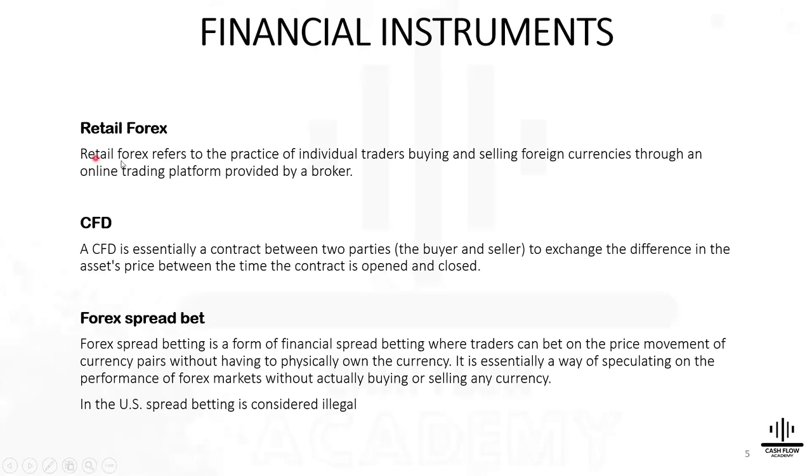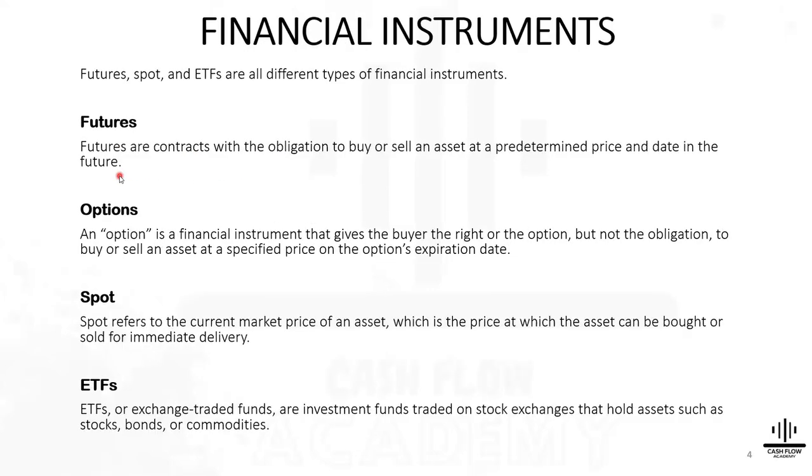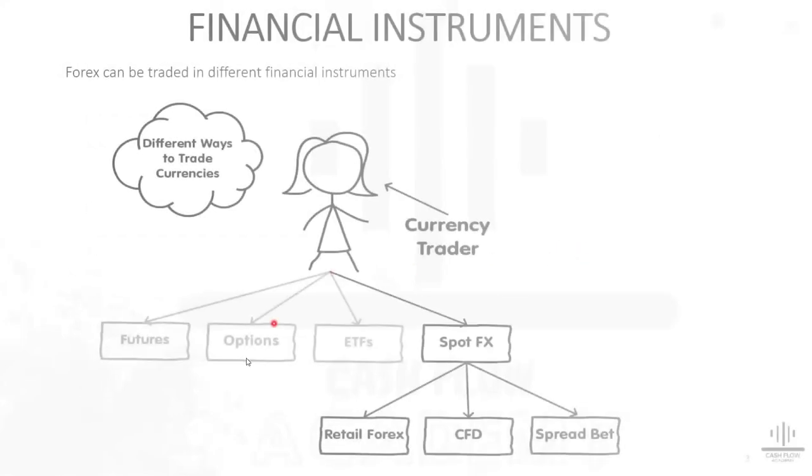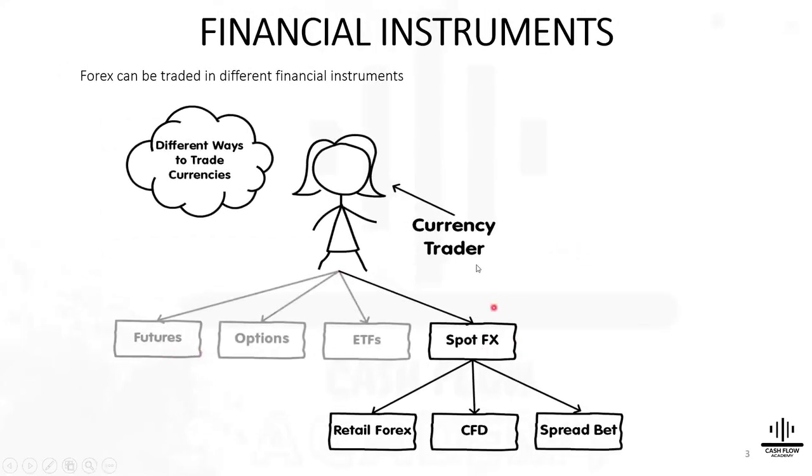Now we have retail Forex. So if we go back to the image here, we can see that there are actually majorly four financial instruments through which we can trade different asset classes. We have futures, options, ETFs, and then spot Forex. So from this, spot Forex is divided into 3, and this is the major one we're going to talk about today. But just to give an overview of everything, we'll talk about retail Forex and spread bet. So let's move on.